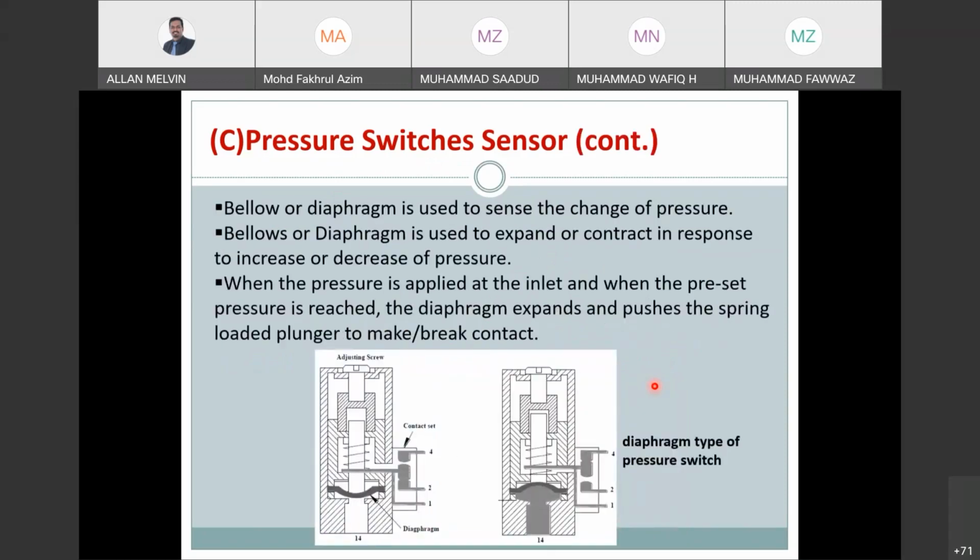Okay, so it will look like this. You will adjust the screw. This screw will determine how much pressure is required. On this side you have contact and no contact. There is a panel here. If it touches the bottom, the bottom one will be connected. If it touches the top, the top one will be connected. So this we call a diaphragm type of pressure switch.